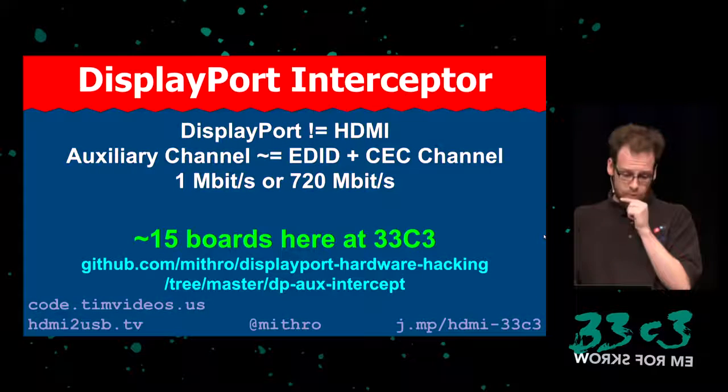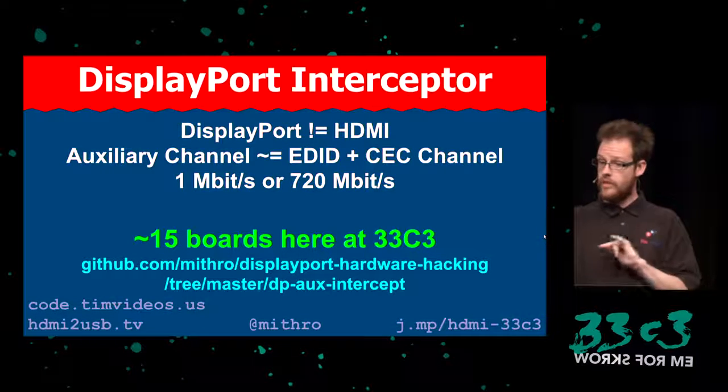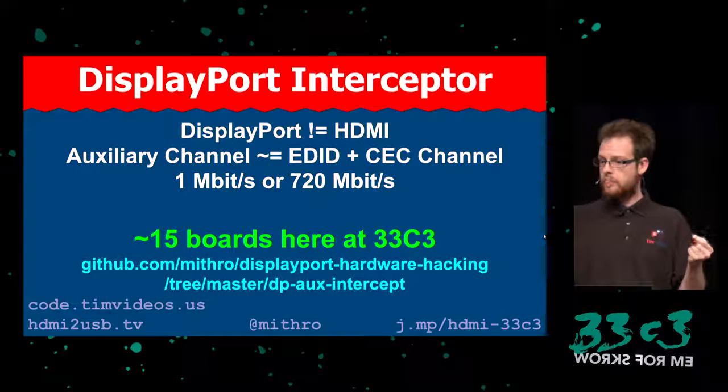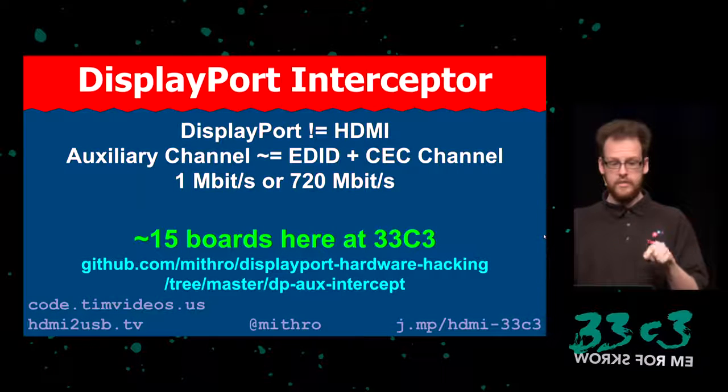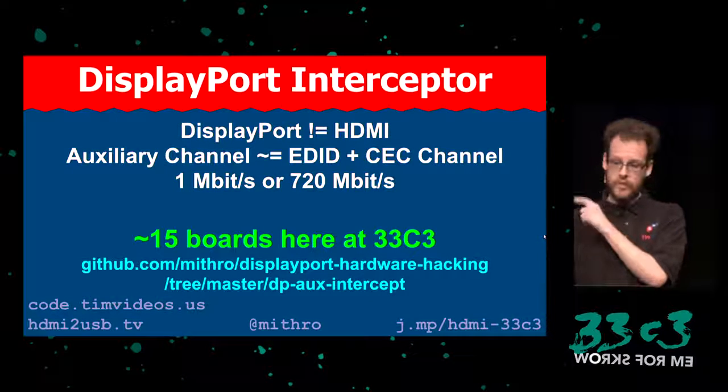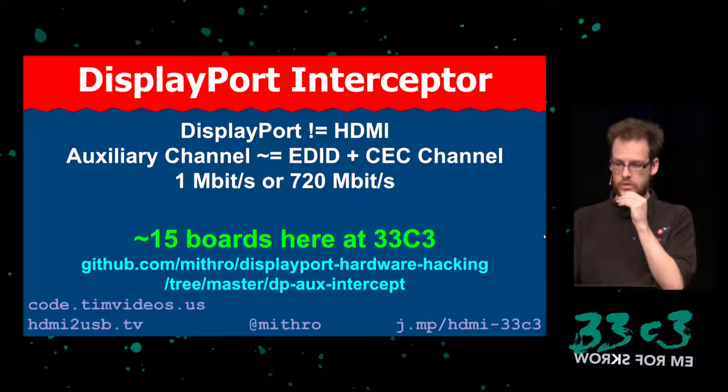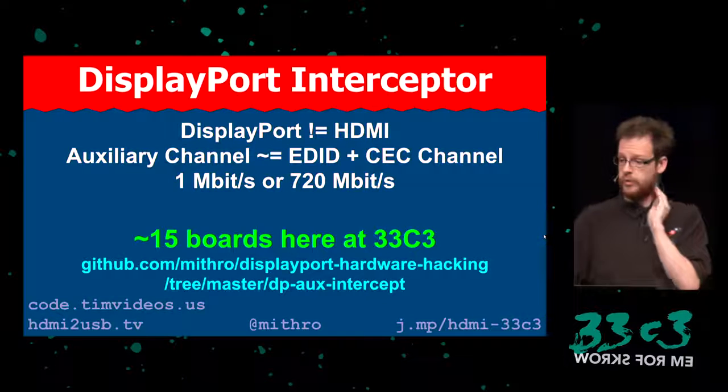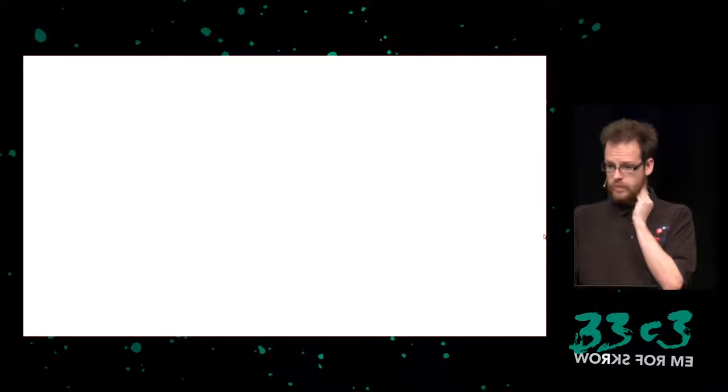As well, DisplayPort is not HDMI. Don't get the two confused. They're very, very different protocols. They have an auxiliary channel like EDID and CEC. I have boards to decode them here at CCC. So if you're interested in that, come and talk to me, because we'd really like to do similar things for DisplayPort. So that's the slow speed data.